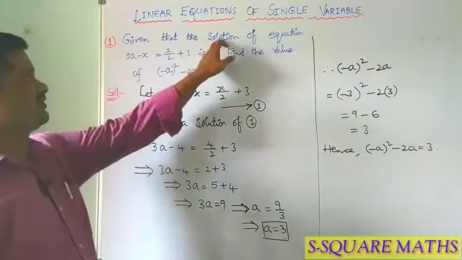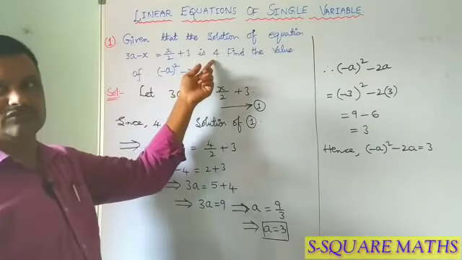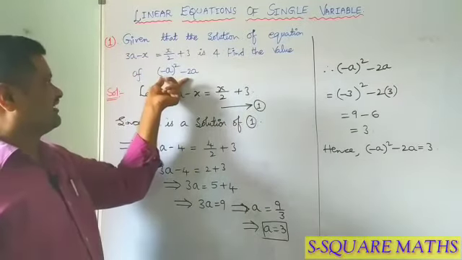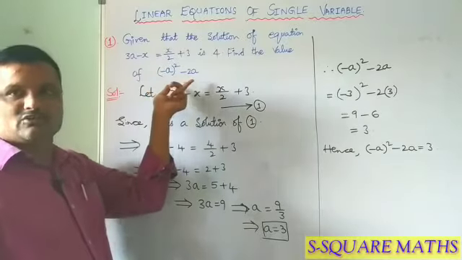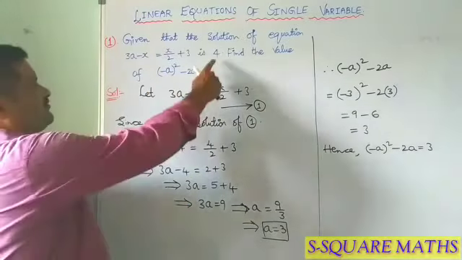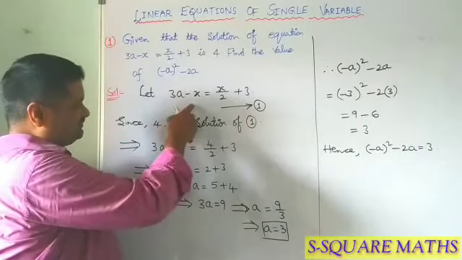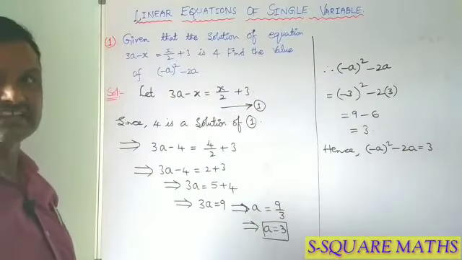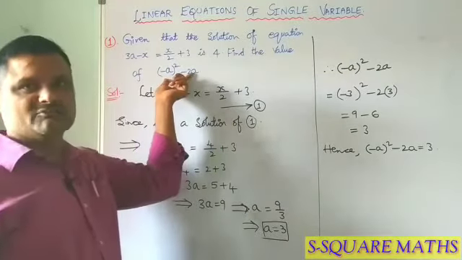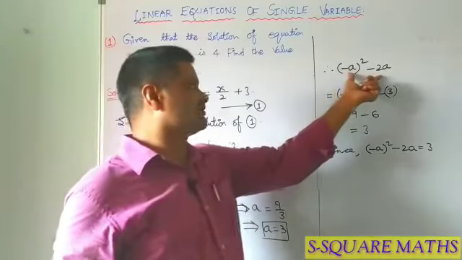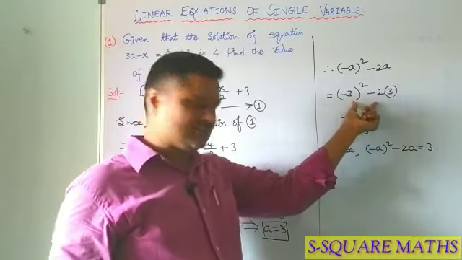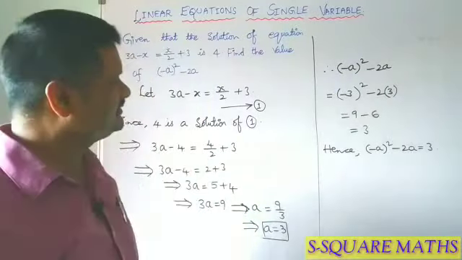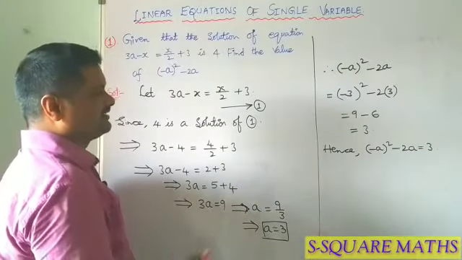Once again, given that the solution of this equation is 4, here the variable is x and a is a parameter. So find the value of the expression (minus a) whole square minus 2a. Since 4 is the root, we have to substitute it in the given equation in the place of x to get the value of a. But still the problem is incomplete because they asked to find out the value of (minus a) whole square minus 2a. So the value of a is 3; replace it in the given expression to get the value of the expression. Finally we will get the value, which is 3.